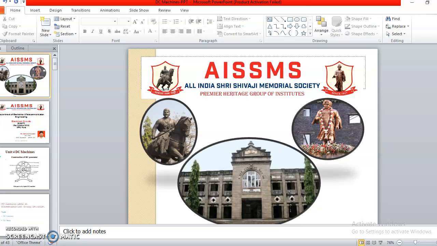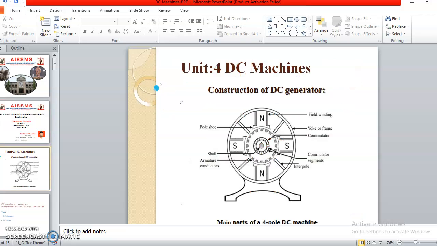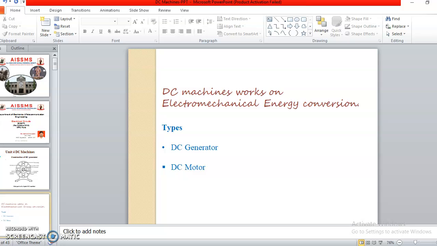Welcome to session number 6 related to electrical machines, where today we will see unit number 4: the DC machine, its construction and operation, as well as its types. All these DC machines generally work on electromechanical energy conversion. What is this electromechanical energy conversion? The process of converting either electrical energy into mechanical or mechanical energy into electrical form is called electromechanical energy conversion.